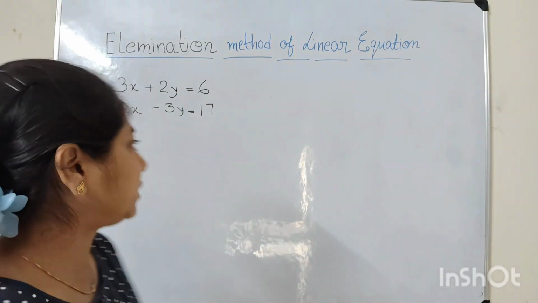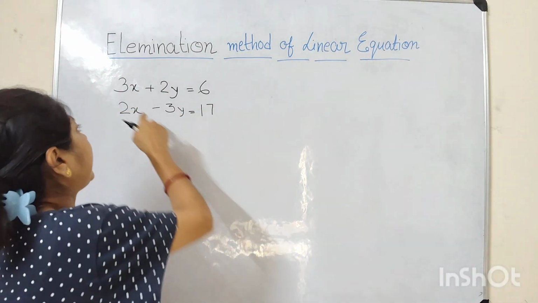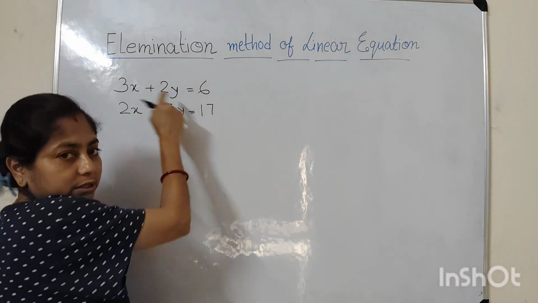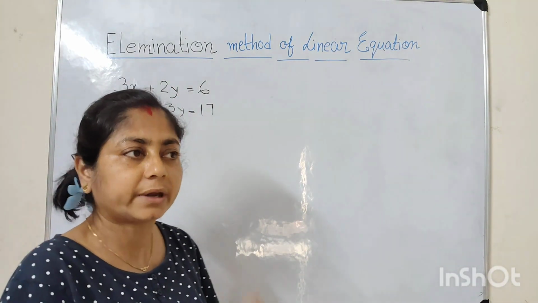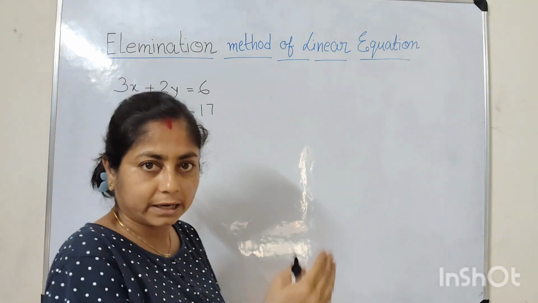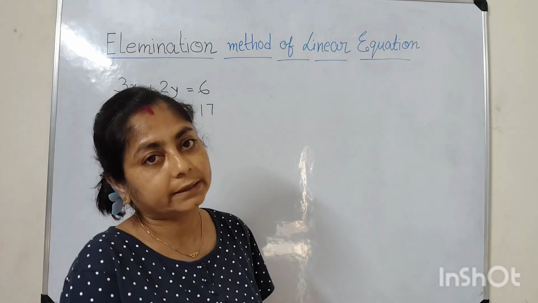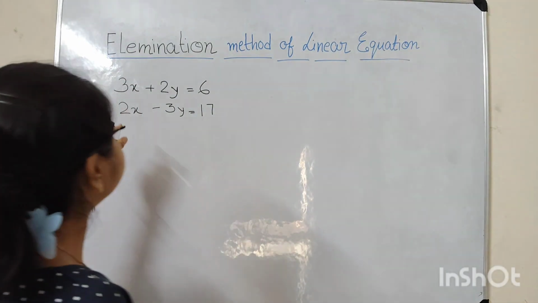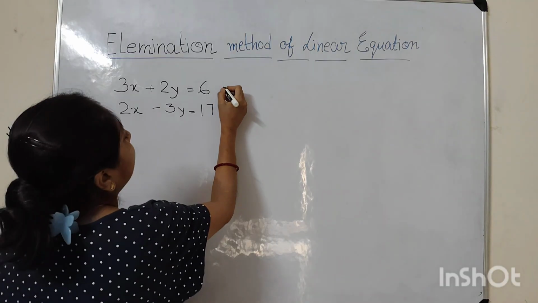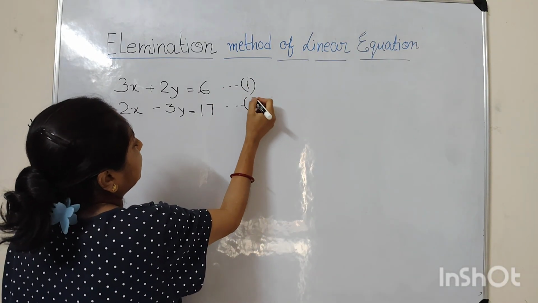What is the elimination method? Look, in the equation there are two variables. One is x and one is y. In the elimination method, we eliminate any one variable and find out the other value. Okay. So in that case, what are you doing? This is the number one equation and this is the number two equation.